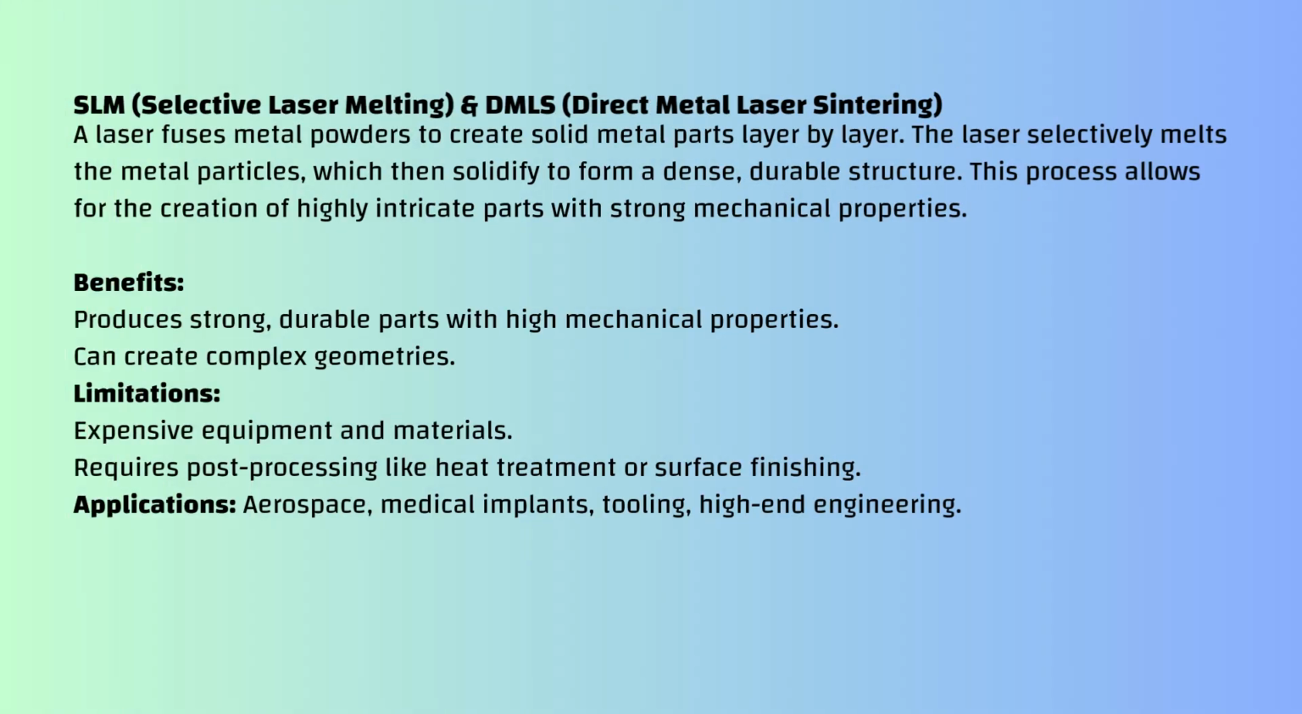SLM and DMLS are metal powder bed fusion technologies that use high-energy lasers to produce dense, high-performance metal parts. In SLM, the powder is fully melted to create a homogeneous solid, while DMLS fuses particles without fully melting them. Despite this technical difference, the terms are often used interchangeably.